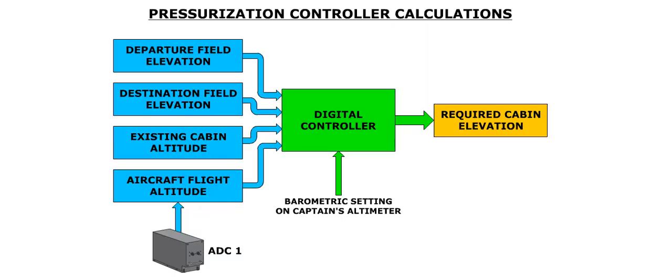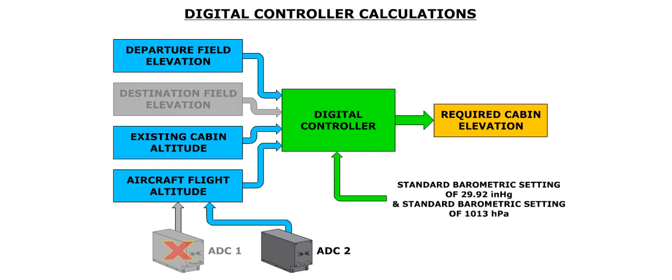The pressurization controller takes into account the departure field elevation, the destination field elevation, the existing cabin altitude, and the aircraft flight altitude in order to calculate the required cabin elevation. The pressurization controller uses information from the air data computers, or ADCs, to determine the aircraft's altitude. The barometric setting on the captain's altimeter is used for the calculations if ADC-1 is operating. If ADC-1 fails, the standard barometric setting of 1013 hectopascals will be used instead.